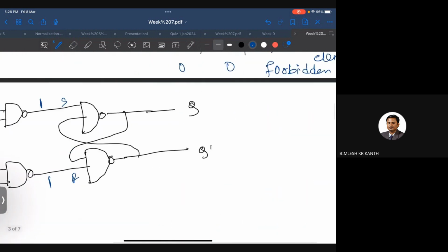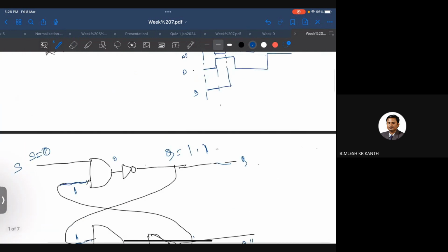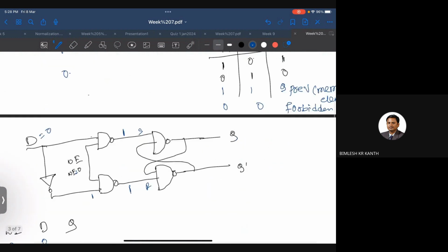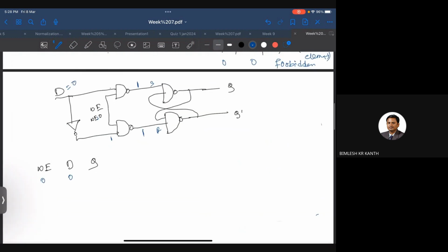So if it would have been 0, then it will be 0 again. If it is 1, then it will be 1. This will be the Q previous. Suppose W equal to 0 and D equal to 1. What will happen? D equal to 1, so it will be 0 here. This is 0 and this is 1, so 1 1, and it will be again Q previous.